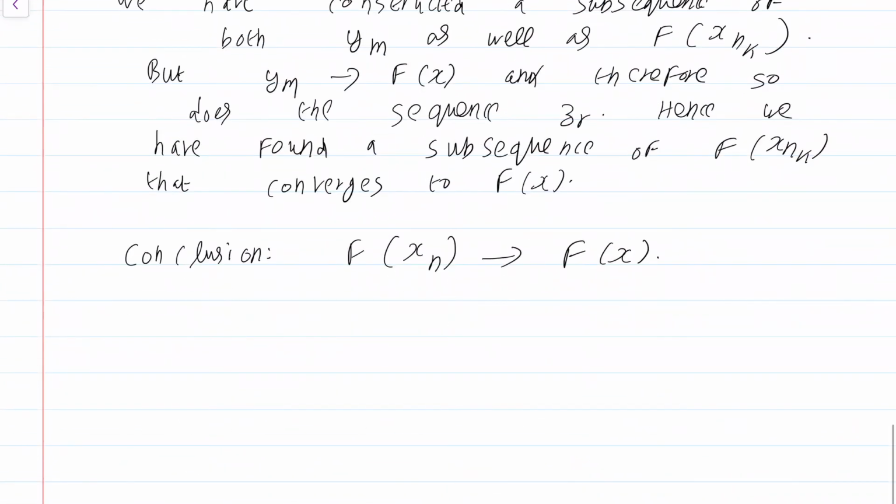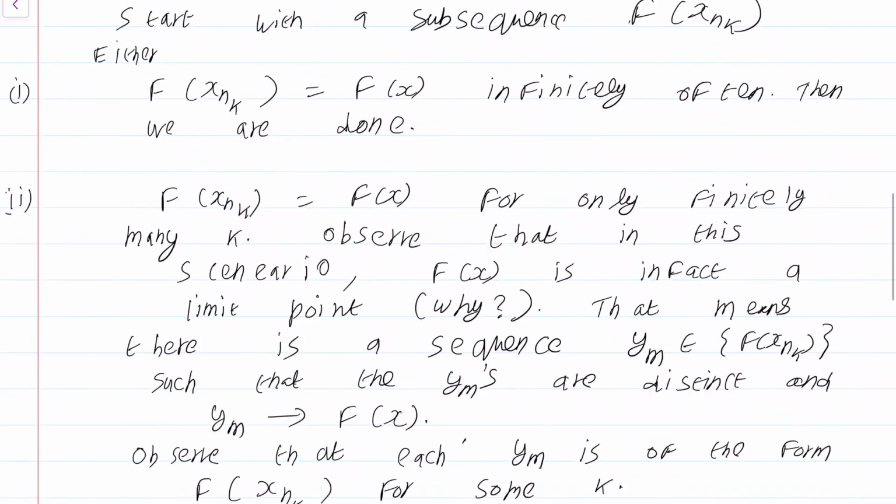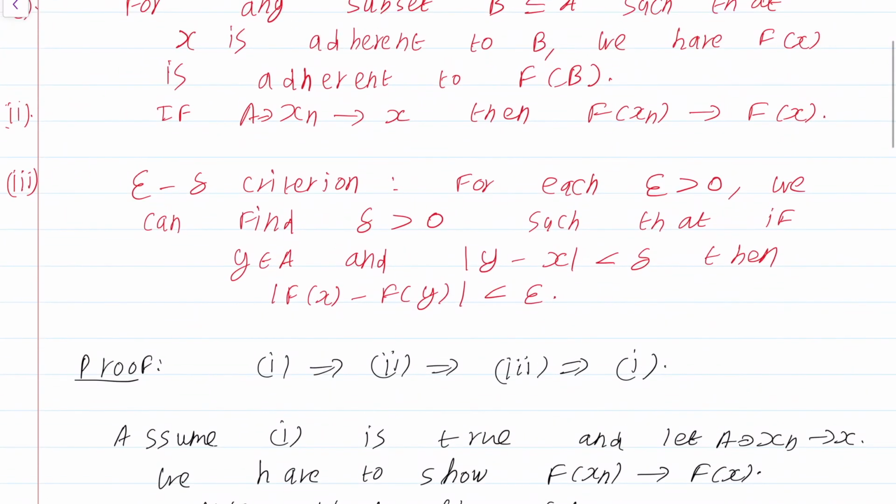Okay, so now we are in the case 2 implies 3. Now what does 3 say? Let me read out 3 carefully. 3 says, for each epsilon greater than 0, we can find a delta greater than 0 such that if y is in A and mod y minus x is less than delta, then mod f of x minus f of y is less than epsilon. Now this is very reminiscent of the definition of the convergence of a sequence.